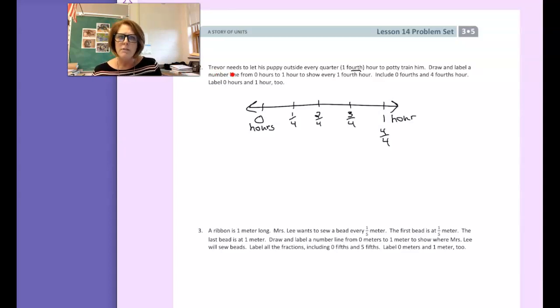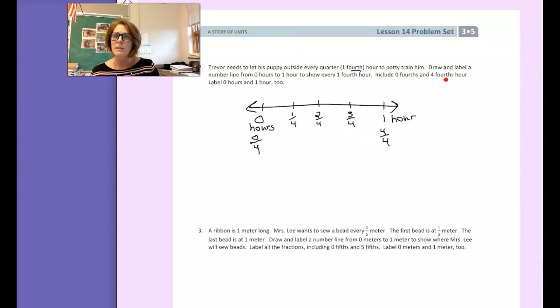So it says, Trevor needs to let his puppy outside every quarter hour to potty train him. A quarter hour is 1/4. Draw and label a number line from 0 hours to 1 hour to show every 1/4 hour. So I started at 0. Oh, I forgot to label 0/4. Good thing I checked my work. So I have 0/4, 1/4, 2/4, 3/4, 4/4.